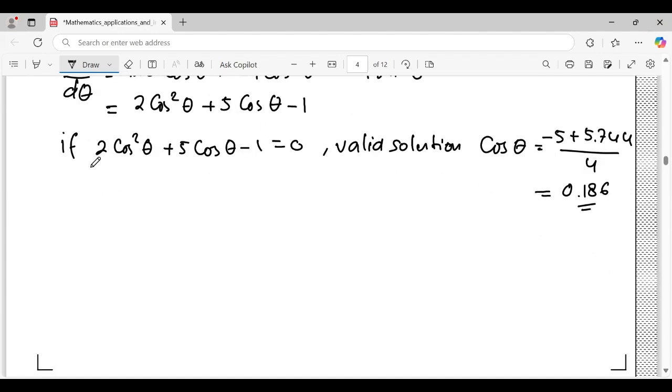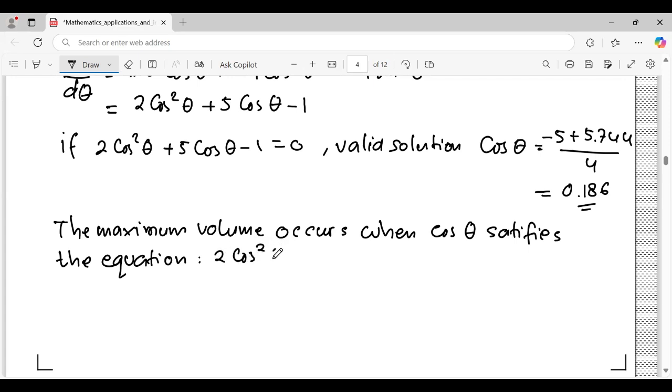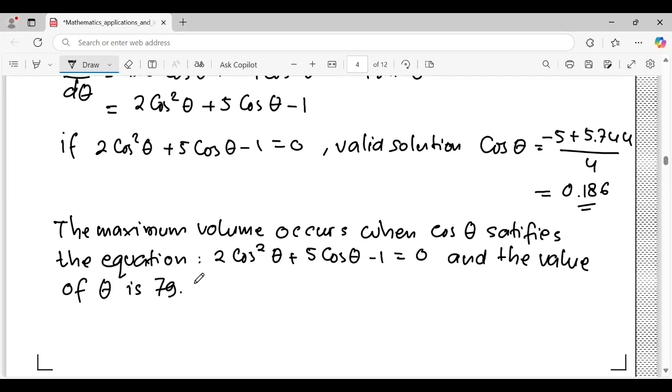So we can state that the maximum volume occurs when cosine theta satisfies the equation 2 cosine squared theta plus 5 cosine theta minus 1 equals 0, and the value of theta is 79.3.